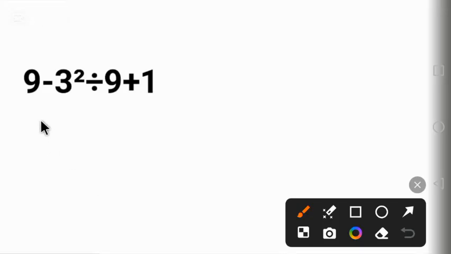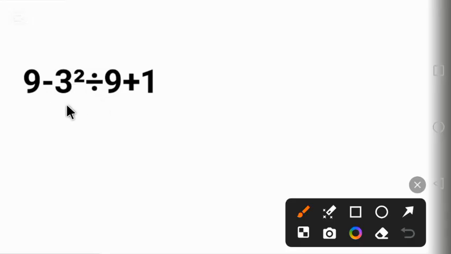Today we are solving 9 minus 3 square divided by 9 plus 1. Can you solve it? Put the correct answer in the comments. Having said that, let's solve it together. Looking at this equation, we can see subtraction here, exponent here, division here, addition here.